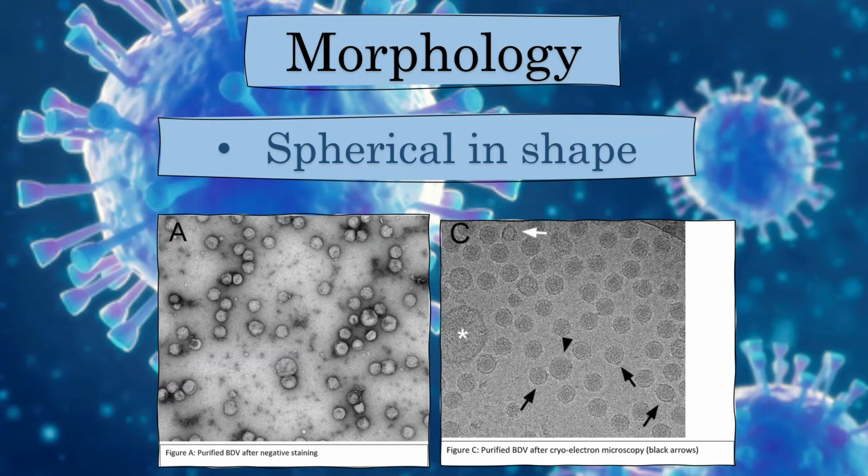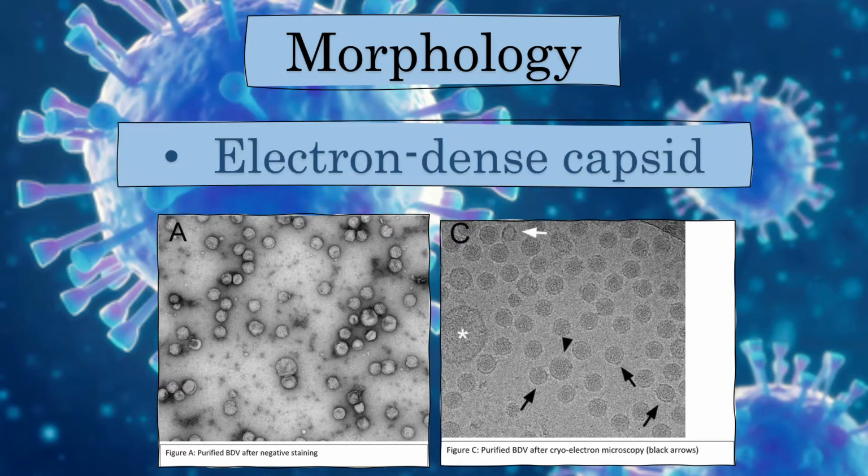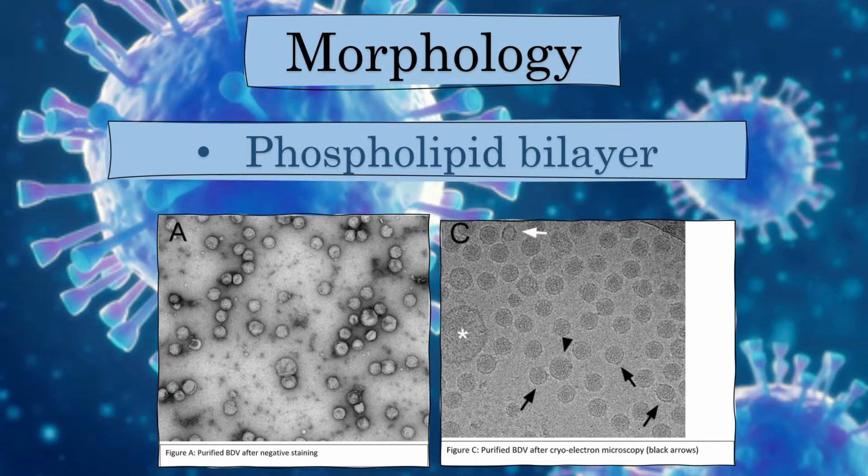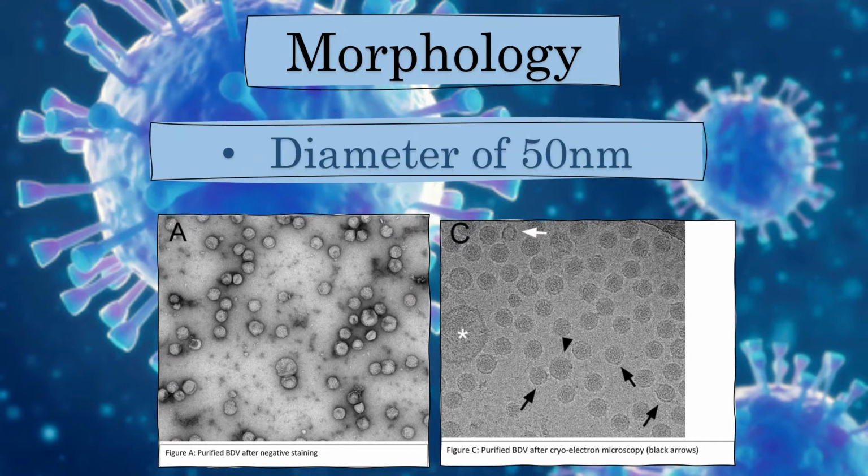The morphology of this virus is relatively simple. It is spherical in shape, has an electron-dense capsid, a phospholipid bilayer, and no visible spikes. It has a diameter of approximately 50 nanometers, but can be observed larger than this during morphogenesis.